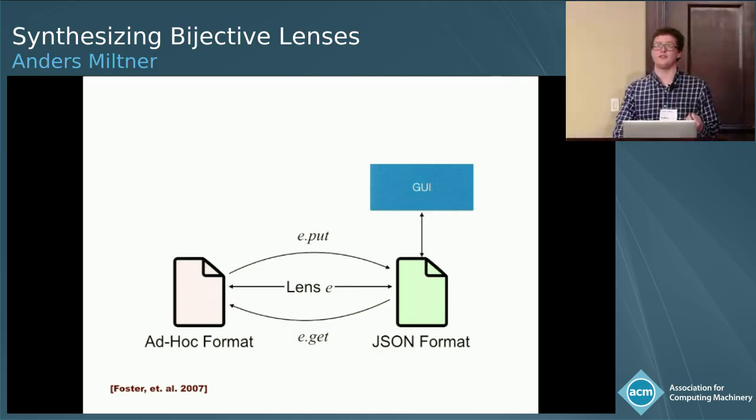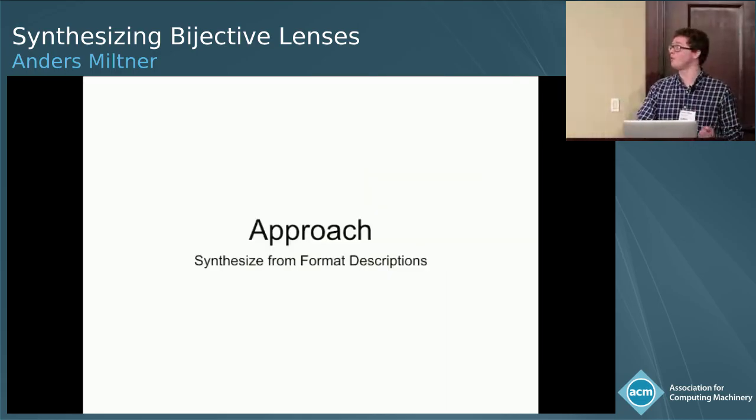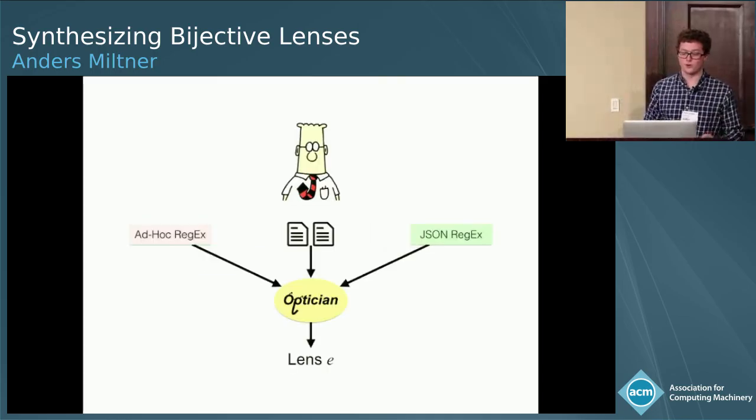How do we do this synthesis? We synthesize from format descriptions. So we ask a programmer to provide 2 regular expressions that describe the formats and also a suite of input-output examples into our tool, Optician. Then what we output is a lens that is guaranteed to map between the languages of the provided regular expressions and is also guaranteed to map satisfying the input-output examples.